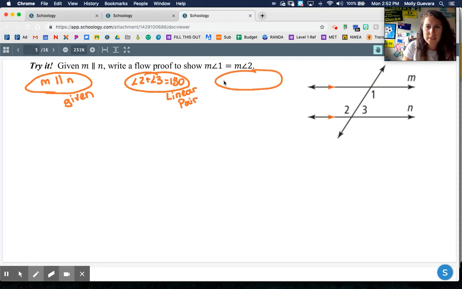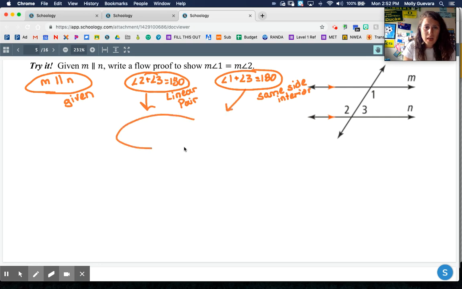And I know that angle 1 plus angle 3 equals 180 because those are same side interior. So if 2 and 3 are 180 and 1 and 3 are 180, I can take this information and plug it in and say angle 2 plus angle 3 equals angle 1 plus angle 3.